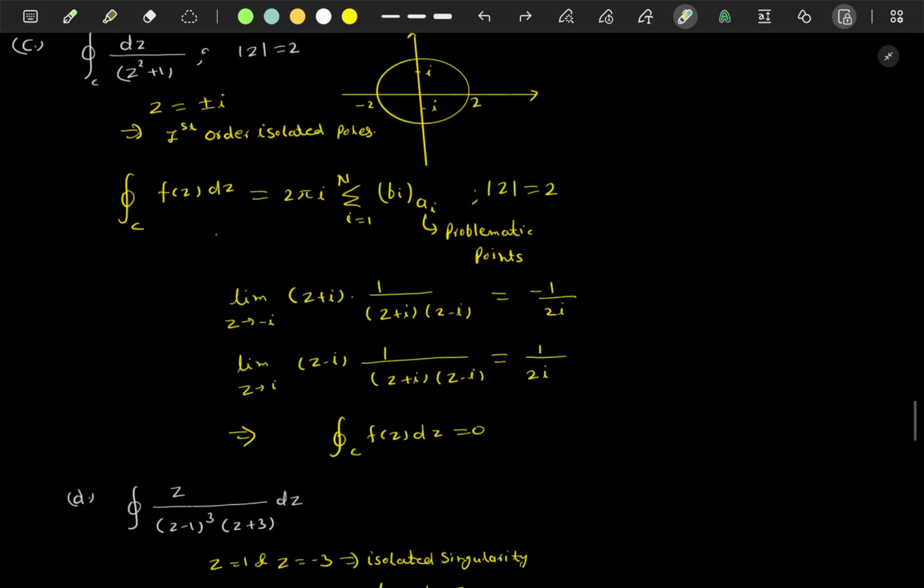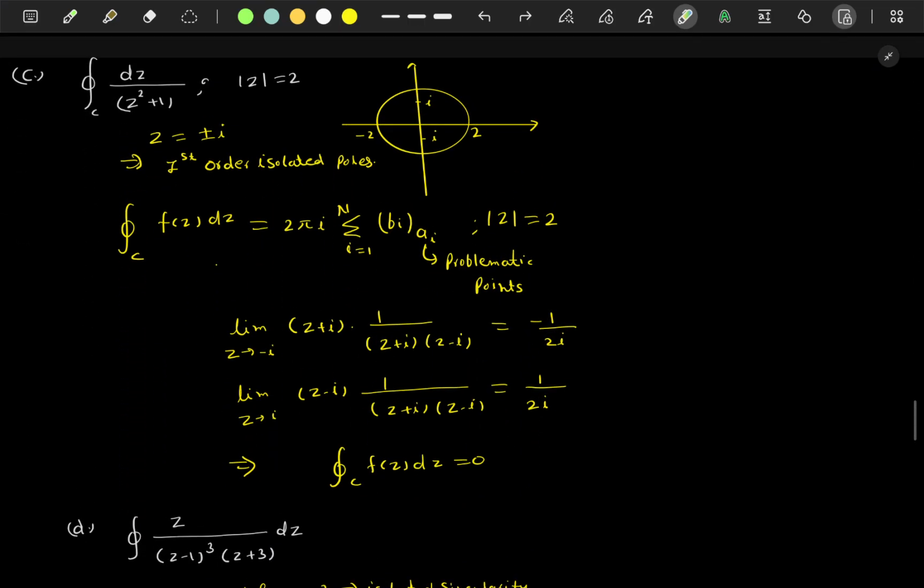Hope you are getting it. Now one more question we have: 1 upon z square plus 1, closed contour |z| equal to 2. So suppose it's a circle, so we have two values, plus minus iota, and both are lying inside the closed contour C. So what are these? These are the isolated poles. So the integral of f(z) dz will be 2 pi times the sum of residues.